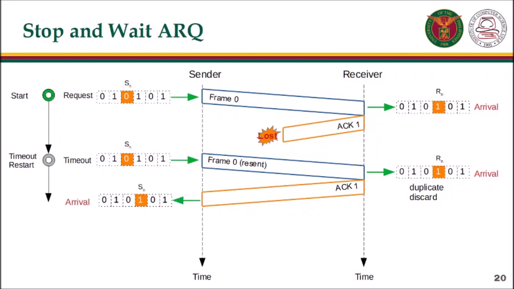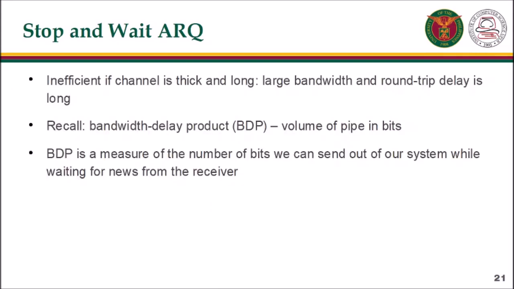The stop and wait protocol is very inefficient if our channel is thick and long. By thick, we mean that our channel has a large bandwidth or high data rate. By long, we mean the round trip delay is long. The product of these two is called the bandwidth delay product. We can think of the channel as a pipe. The bandwidth delay product then is the volume of the pipe in bits.